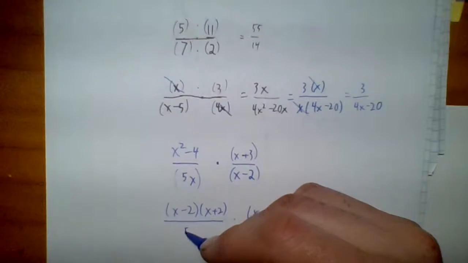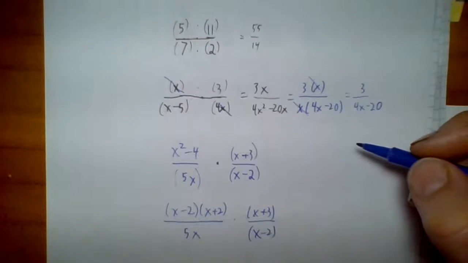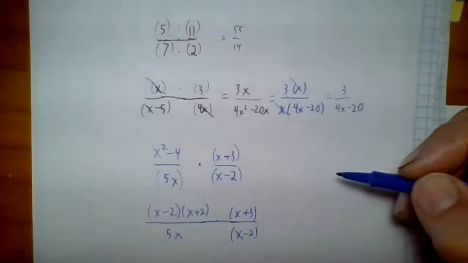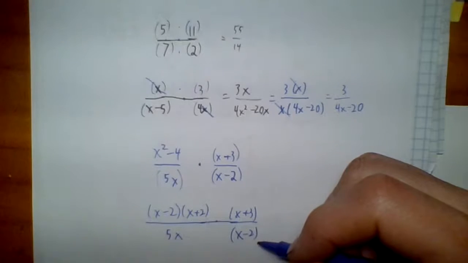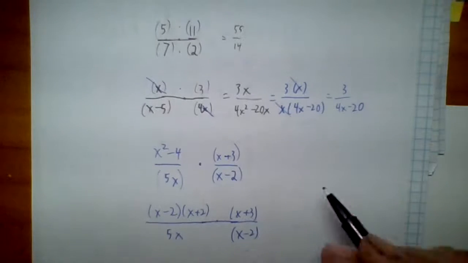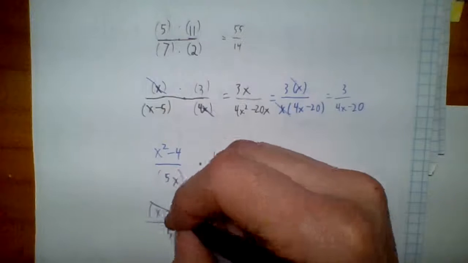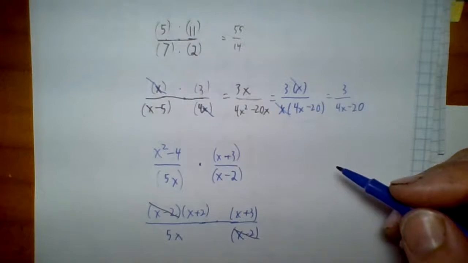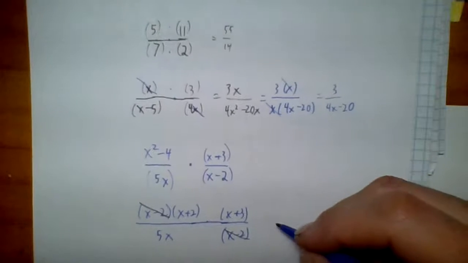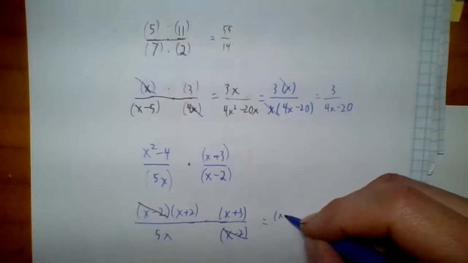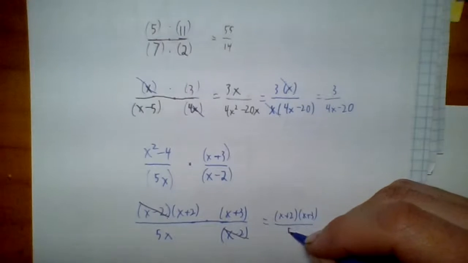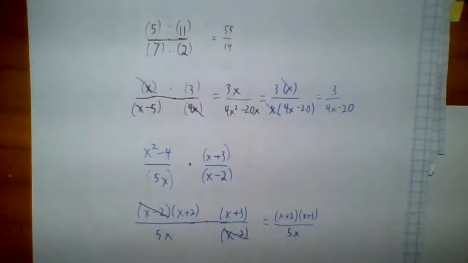Copying the rest of this down. But that's really the hard work on this, because multiplication just means this: put them together and get rid of any common factors. Notice the x minus 2 here is a factor of the top and bottom, so I can divide that out just by crossing it off. There we go. The answer is (x plus 2)(x plus 3) over 5x. Nothing else in common right there.